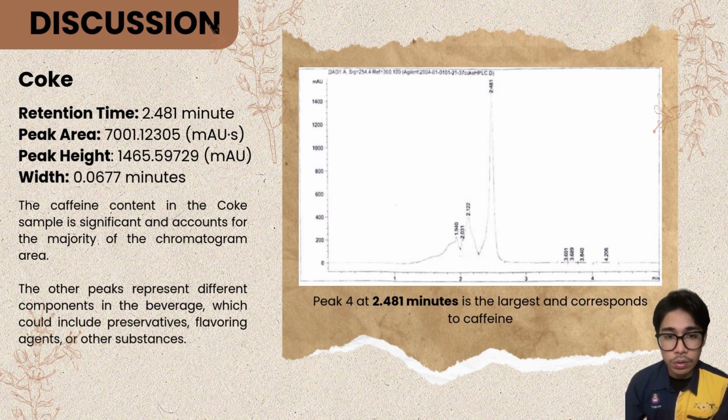The peak height is 1,465, showing its prominence in the analysis. The peak width is 0.0677 minutes, confirming a sharp and well-defined peak. The large peak at 2.481 minutes is attributed to caffeine, which dominates the chromatogram. Smaller peaks represent other components in the Coke sample. This could be preservatives, flavoring agents, or other substances used in the beverage formulation. This analysis highlights that caffeine is a major component in Coke, accounting for the majority of the chromatographic area. Other substances, although present, contribute smaller peaks.